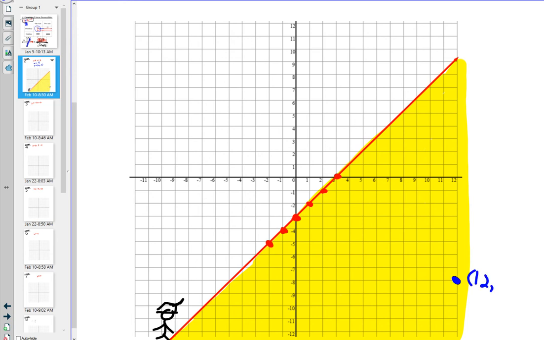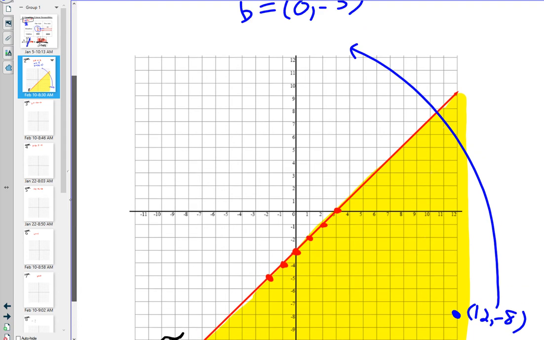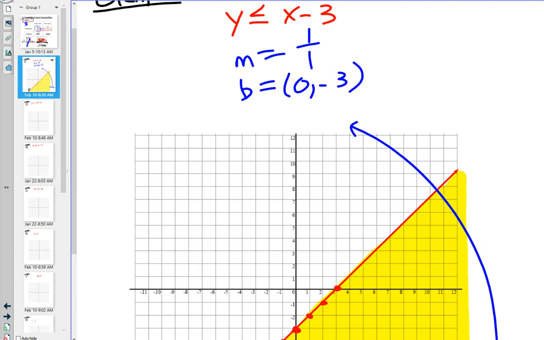Okay, so 12, -8. We would all agree that 12, -8 falls into the shaded region, right? So what should happen is I should be able to take any point that's in the shaded region and plug it into the inequality and get a true statement. So let's see if that works. The y he picked was -8, that should be less than or equal to 12 minus 3. 12 minus 3 is 9. Is -8 less than or equal to 9? Yeah, it's not equal to, but it is less than. It just has to be one or the other.